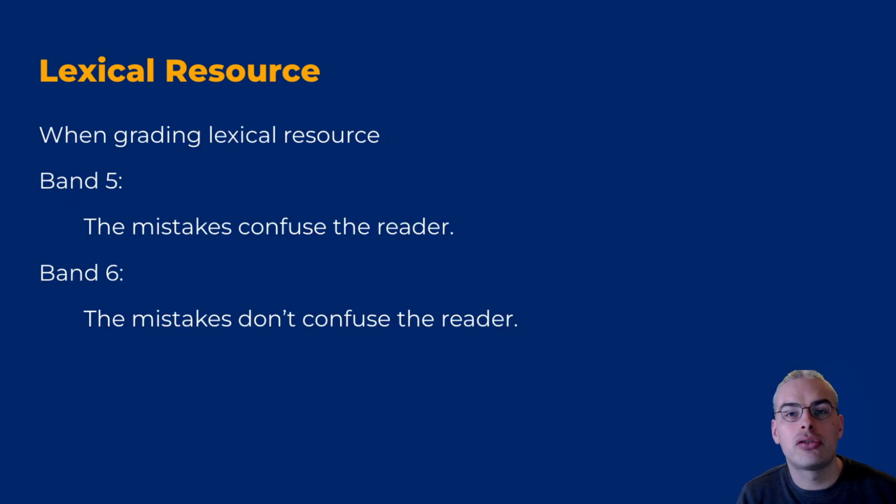Now, when it comes to grading lexical resource, for a band 5, the spelling and word mistakes have to cause confusion to the reader. For a band 6, the mistakes don't confuse the reader. You can still have a lot of mistakes at a band 6, but they're not confusing. There are some mistakes in here with the lexis, the words, spelling, all things like that. However, I always understand what they mean when they use them, so I would give this a band 6.